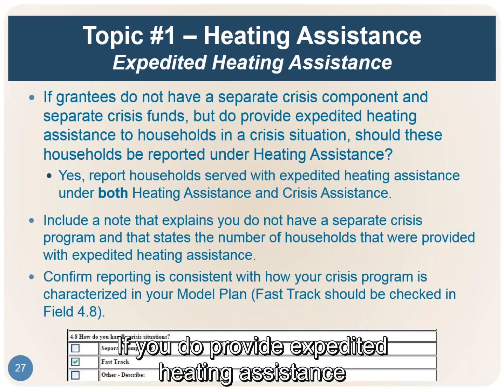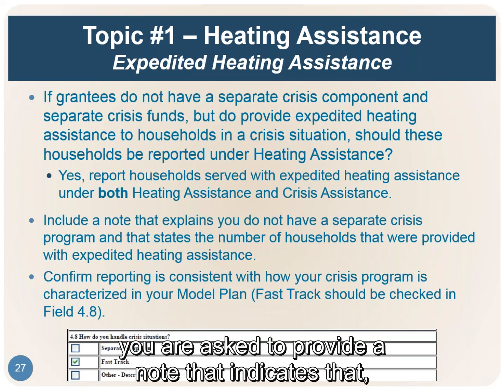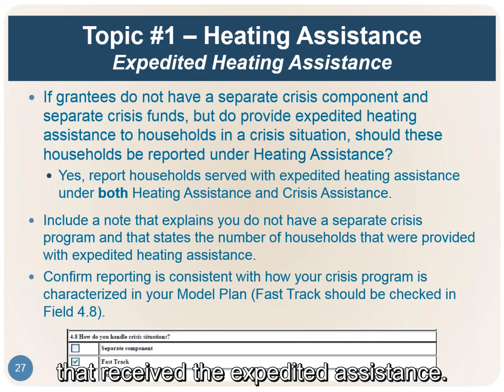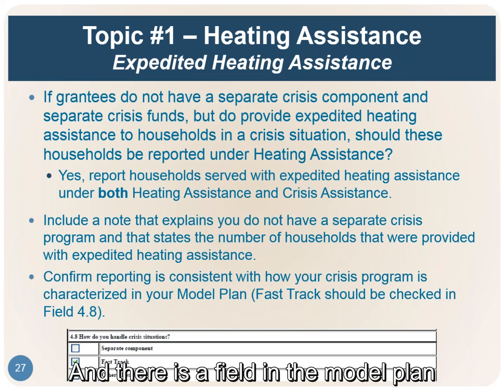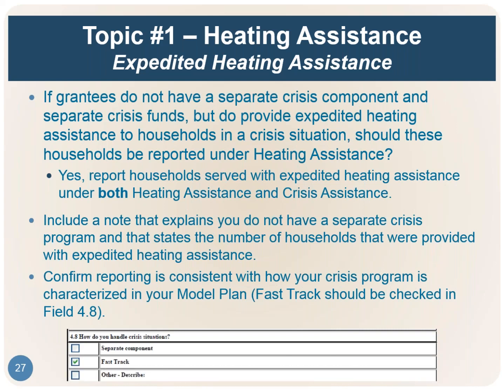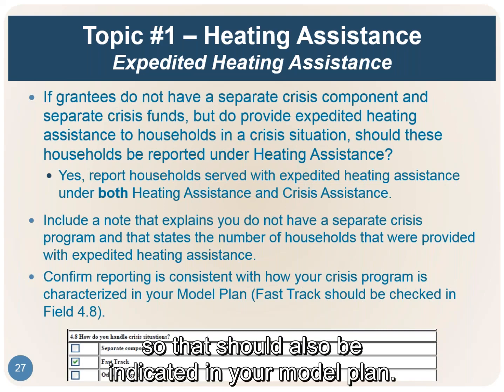If you do provide expedited heating assistance, you're asked to provide a note that indicates that and indicates the number of households that receive the expedited assistance. And there is a field in the model plan that asks if you provide crisis assistance as a separate component, fast track, or other. So that should also be indicated in your model plan.